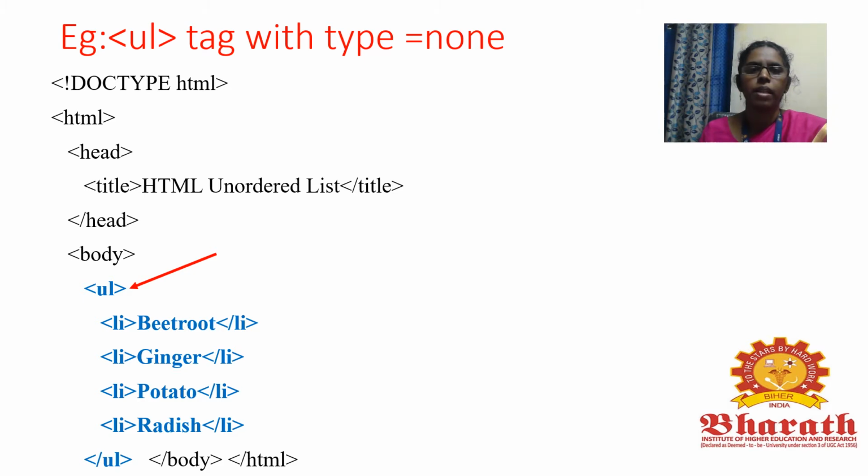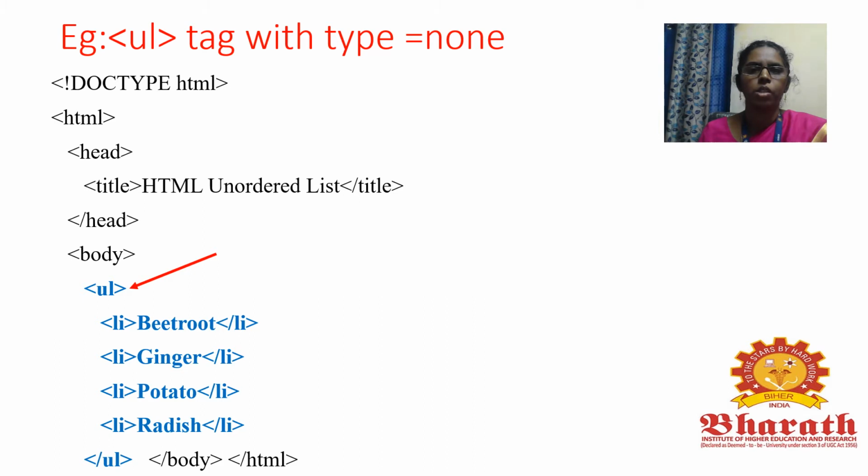Then within the body part, we have to mention the unordered list. Within the unordered list, we are not specifying any type. Since we have not specified any type, it takes the default bulleted value, that is nothing but disk value. So all the list item beetroot, ginger, potato, radish will be displayed as a bulleted text, that is disk bulleted text.